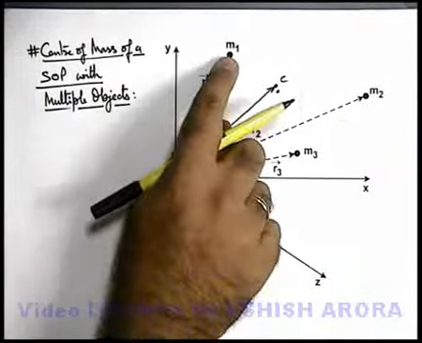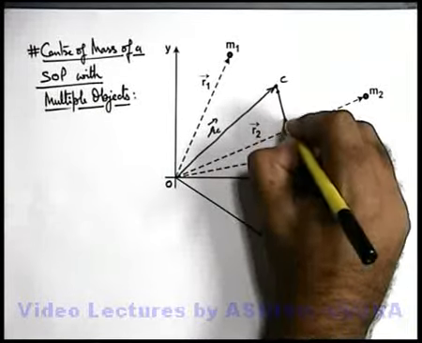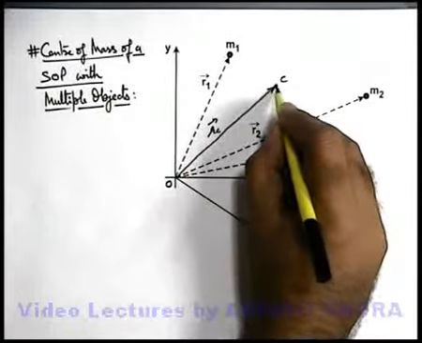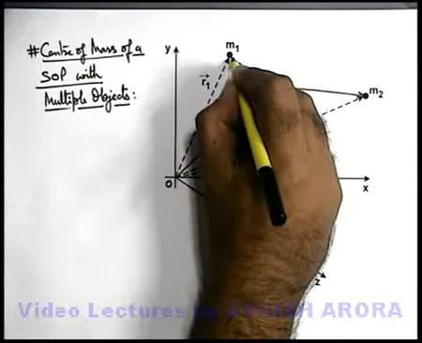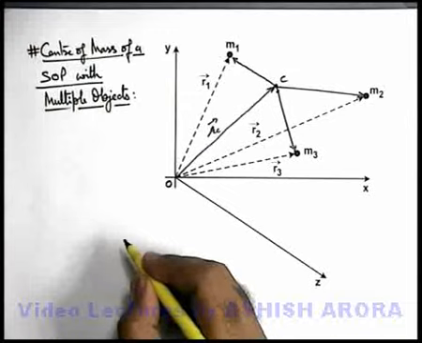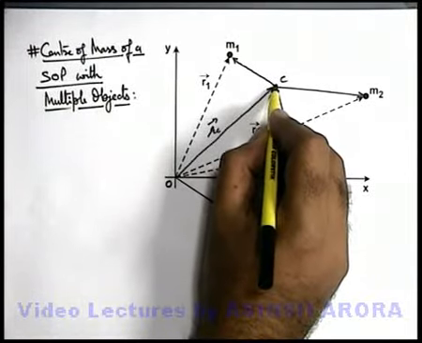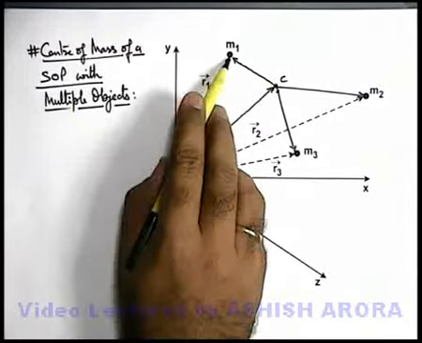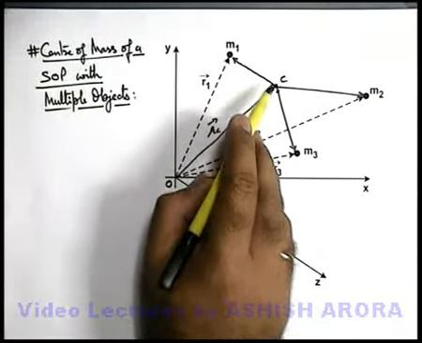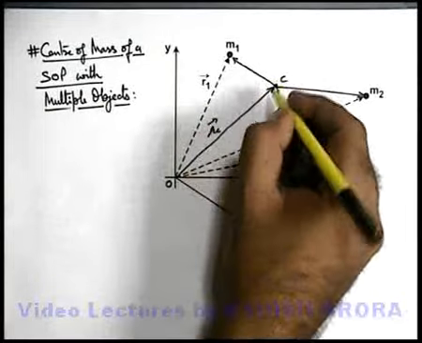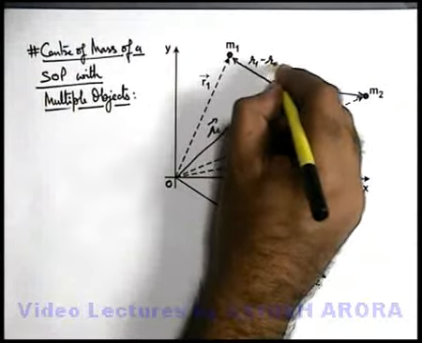Now, we have to draw the position vectors of the three masses m1, m2 and m3 with respect to the center of mass. If we look at the position vector of m1 with respect to the center, here this is r1, this is rc. This position vector can be directly written as r1 minus rc.